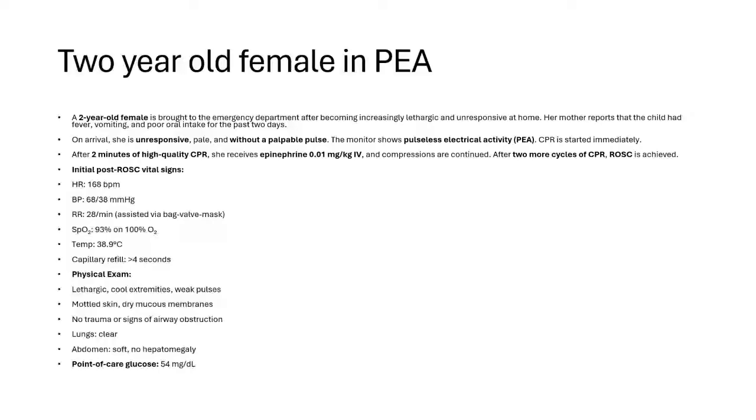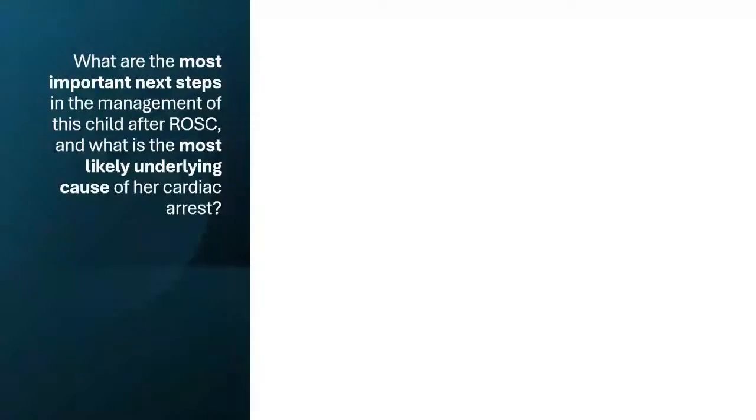Okay, so we'll move on to questions here. Anyone want to volunteer to offer up their thoughts on what are the most important next steps in the management of this child after ROSC? Started on 20 milligrams, or 20 cc's per kilo, of fluids. Their pressure's up, and also running IV glucose.